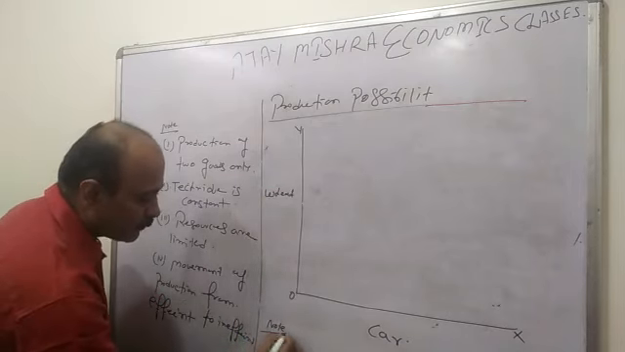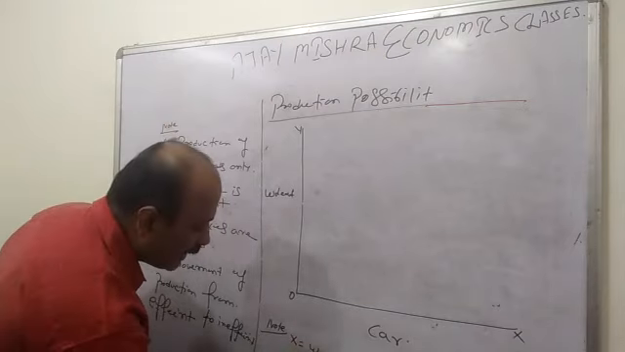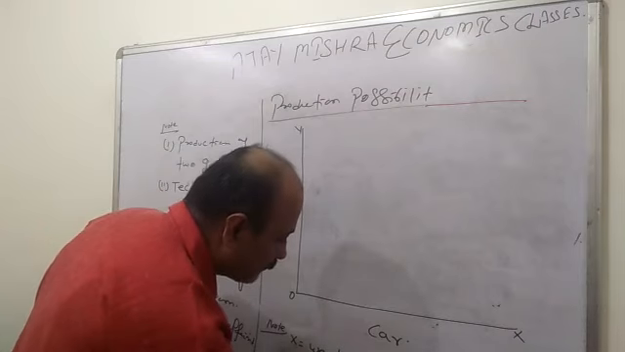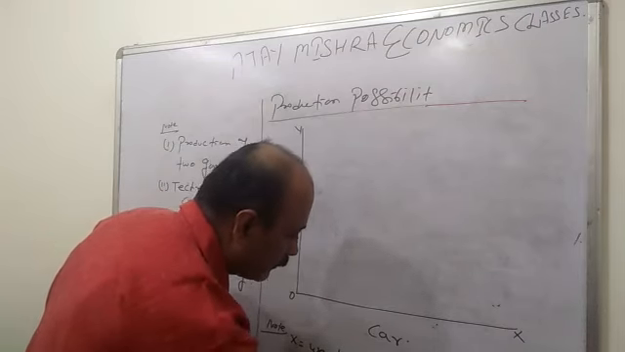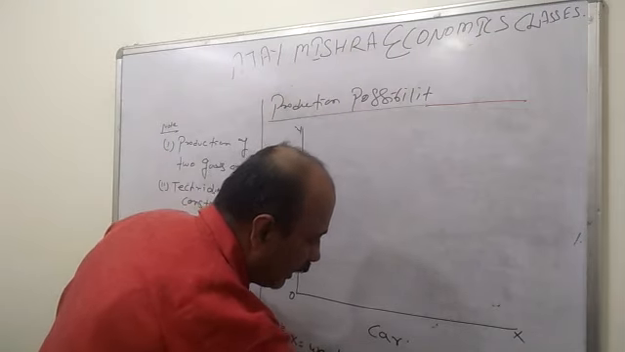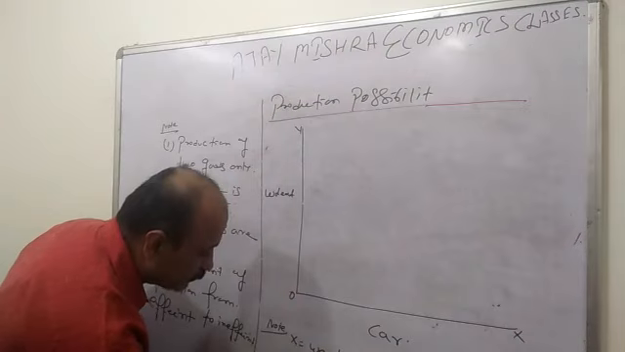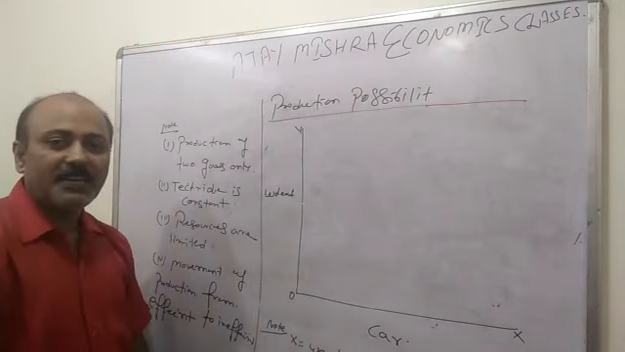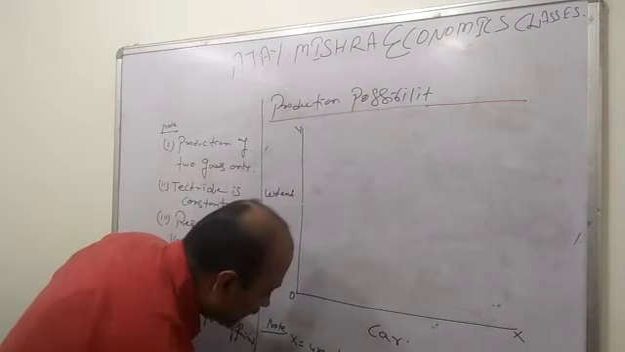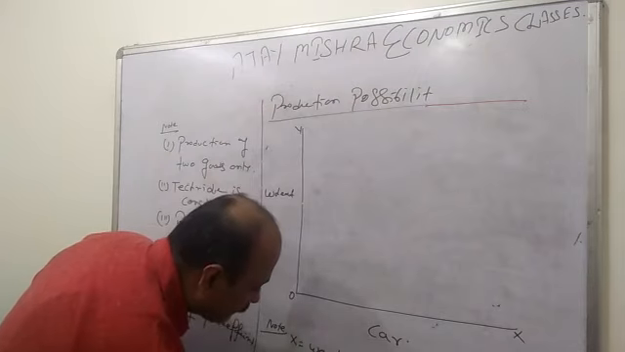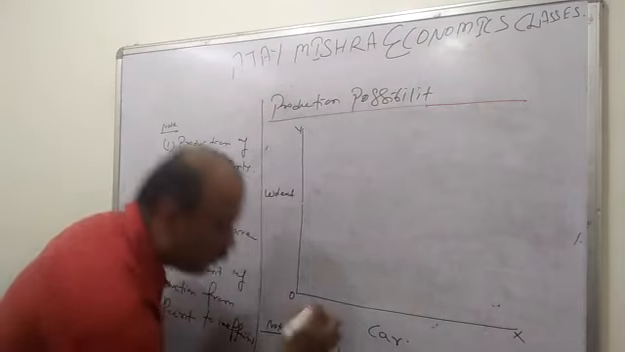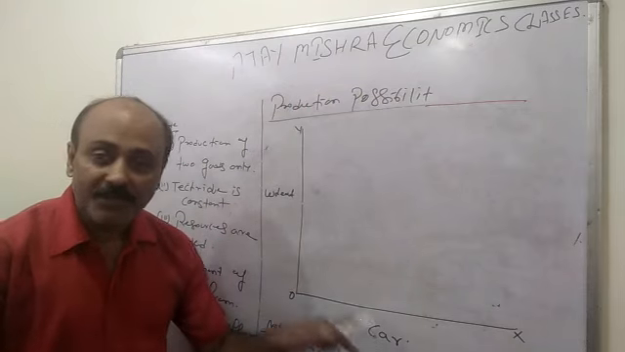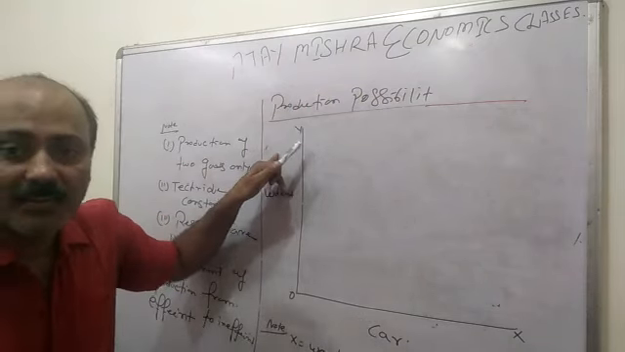So what is the key? Note down. On the x-axis we take those commodities which are increasing, and on the y-axis we take those commodities which are sacrificed. Those commodities which are increasing are taken on the x-axis, and on the y-axis we take the sacrificed commodity.